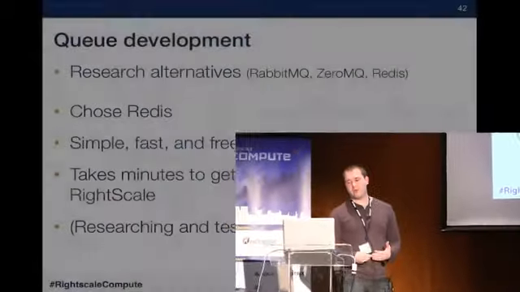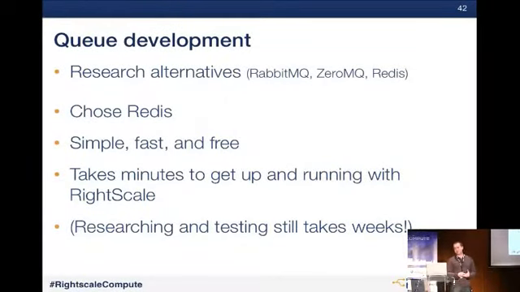So actually developing this, there's a lot of research, there's a lot of thinking that goes into it. So we experimented with different queuing services. A couple of them are listed up there. We ended up using Redis: simple, fast, free. The specifics here probably won't apply to you, but the general principles will. And the fact is, with something like RightScale, you can get that up and running in just a matter of minutes. Now, obviously, researching and testing is still going to take weeks. That's not figured out. You're still going to have people doing that. That's not going to be easy to do.